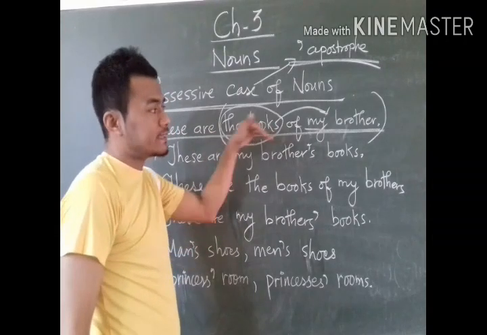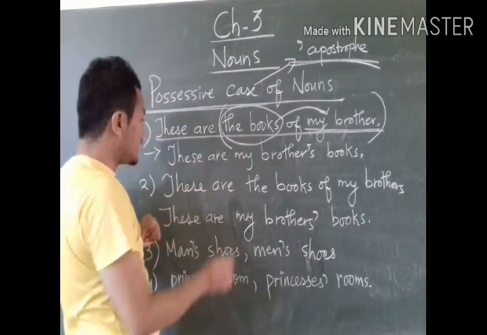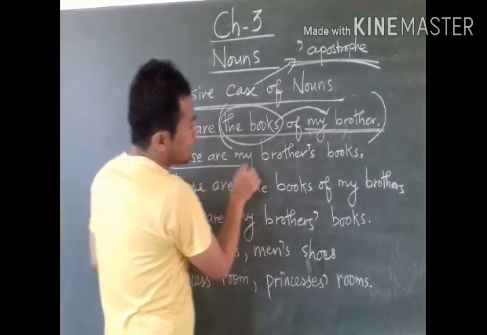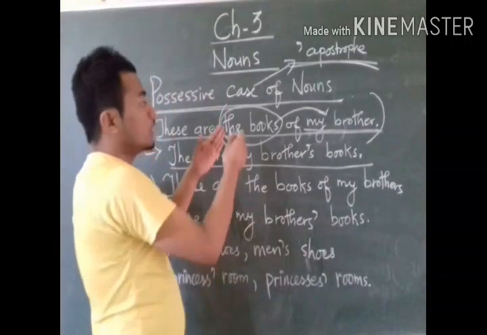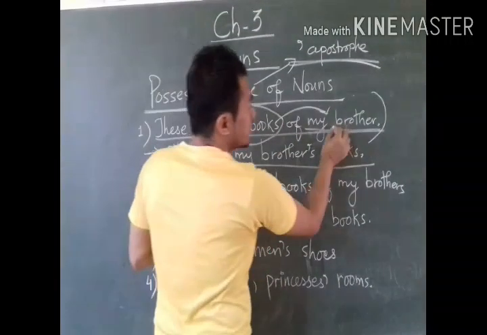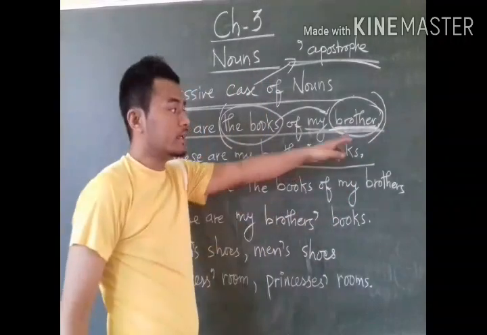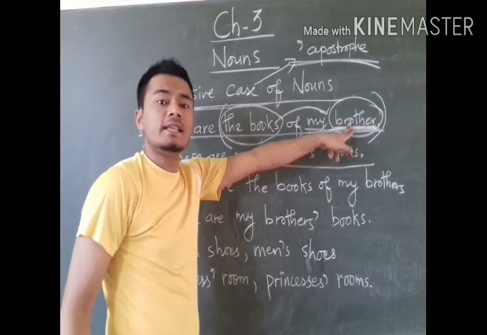Now we have to write this in the possessive case of nouns by showing the possession of nouns. Like here, these are my brother's books. The books of my brother means my brother's books. See, my brother here is singular.